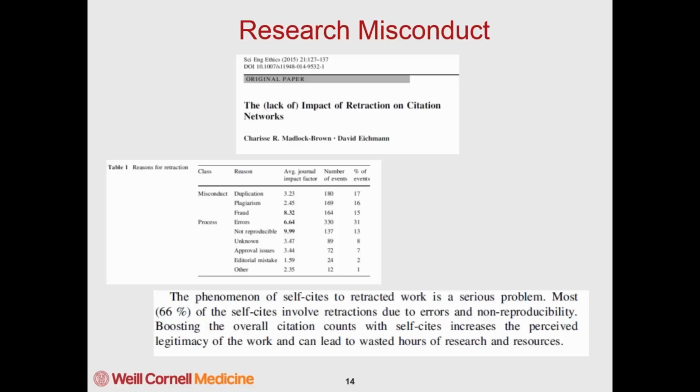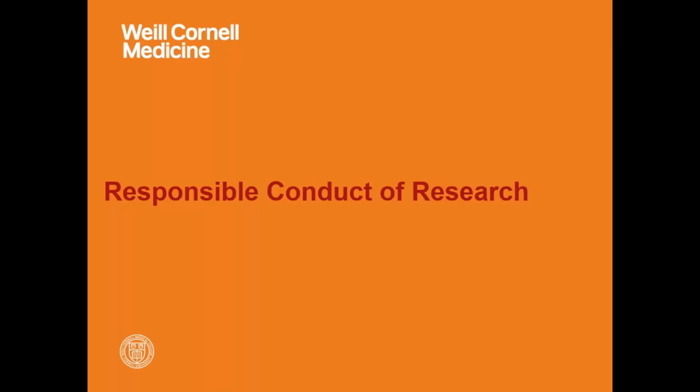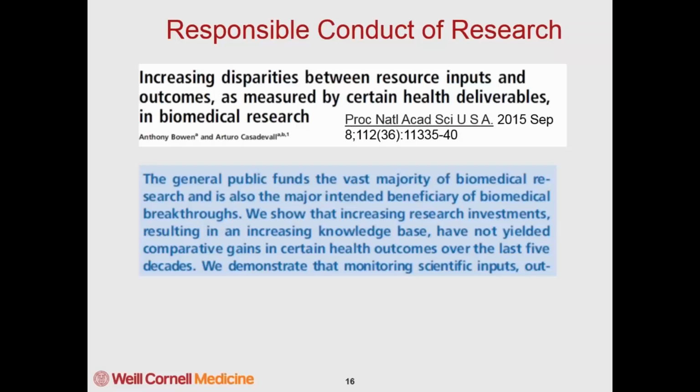66% of the self-cites involve retractions due to errors and non-reproducibility. As we mentioned, that's one of the concerns. So, the fact that even when retractions happen, that is not affecting the scientific record, that's a problem. For the public, for the production of knowledge, of scientific truths, and for the effects on, obviously, society and patients. So, some of the things about, again, the responsible conduct of research.